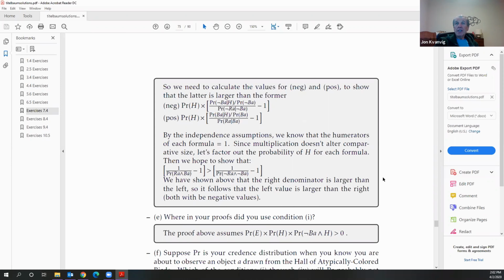Now, by the independence assumptions, we know that the numerators of each formula are 1. Since multiplication doesn't alter comparative size, let's factor out the probability of H for each formula. Then we hope to show that 1 over the probability of black raven minus 1 is greater than 1 over the probability of non-black non-raven minus 1. We have shown above that the right denominator is larger than the left, so it follows that the left value is larger than the right, because they're both going to have negative values.